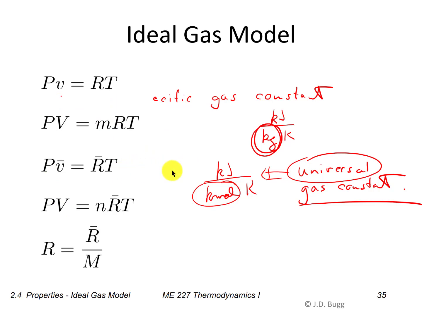So to convert back and forth between the universal gas constant and the specific gas constant, we do that with the molecular weight. So the universal gas constant divided by the molecular weight of the gas gives us the specific gas constant. So we can convert back and forth between those if we need to.